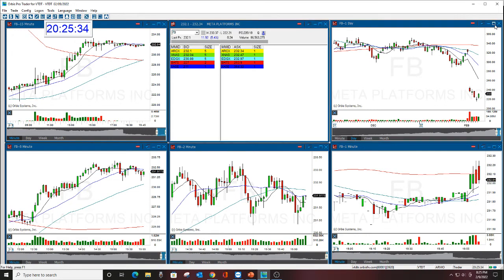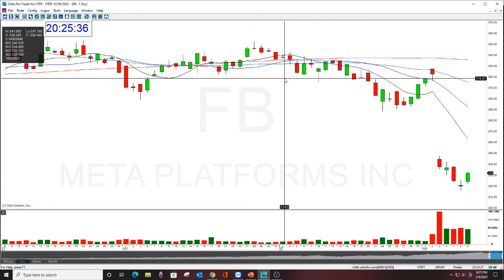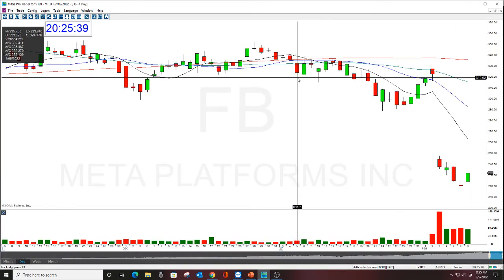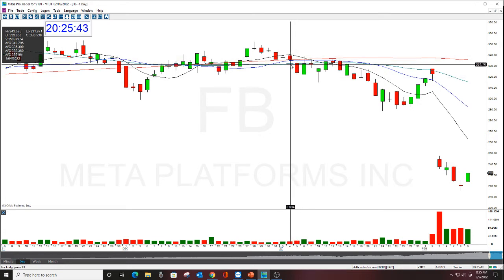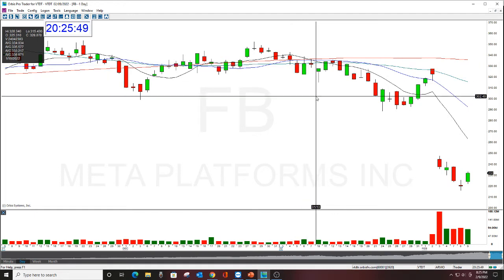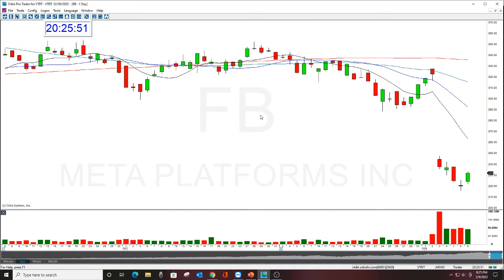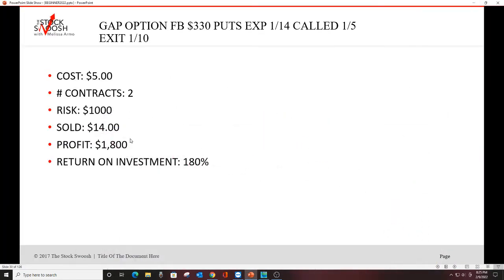All right, the fifth. So here you can see again, 330, right there, got the drop. Again, boom. And this may not even look like much, but it was a nice trade, you see.